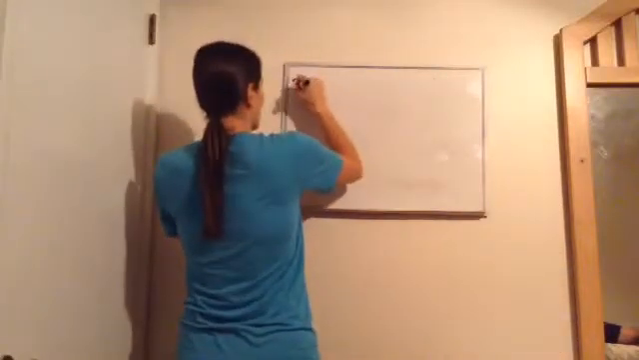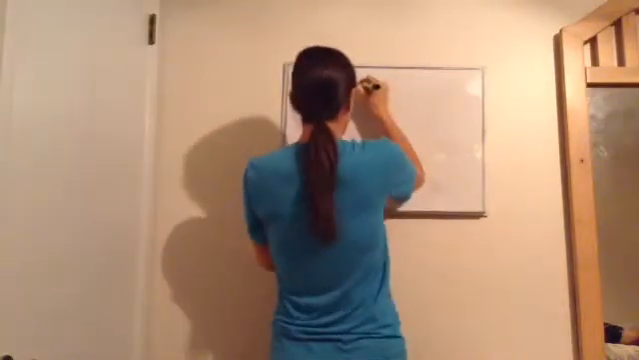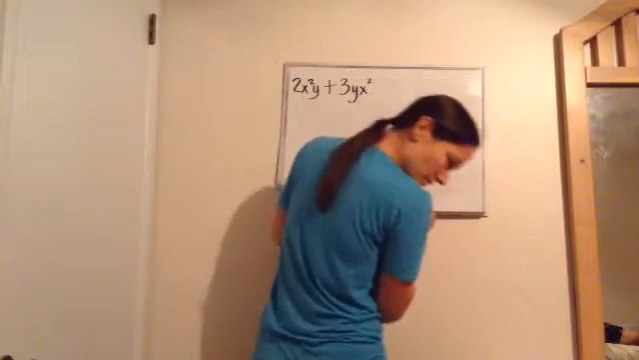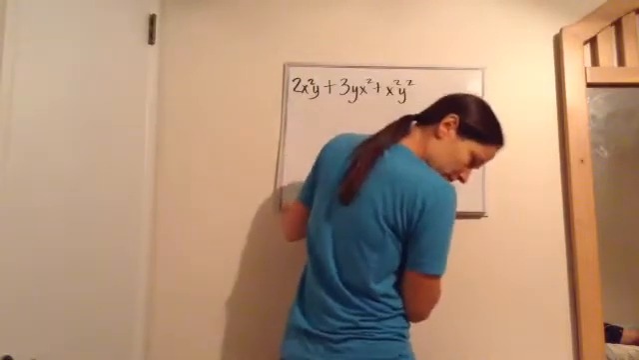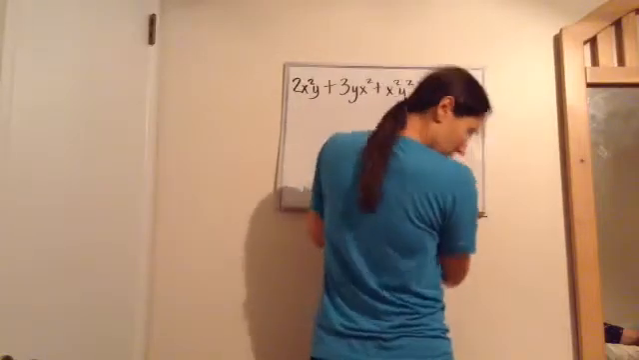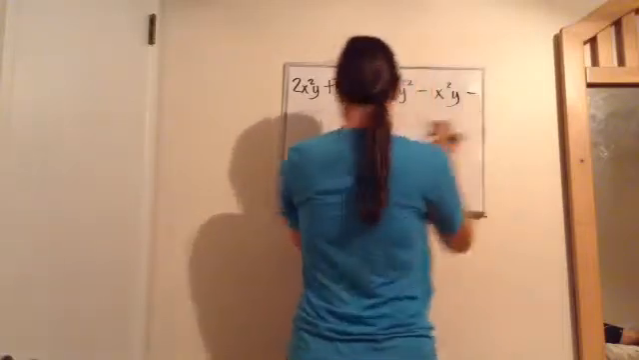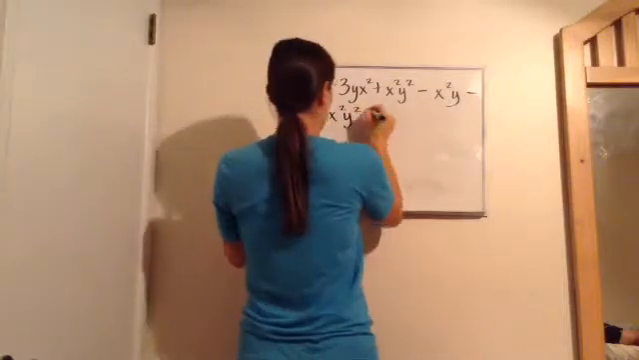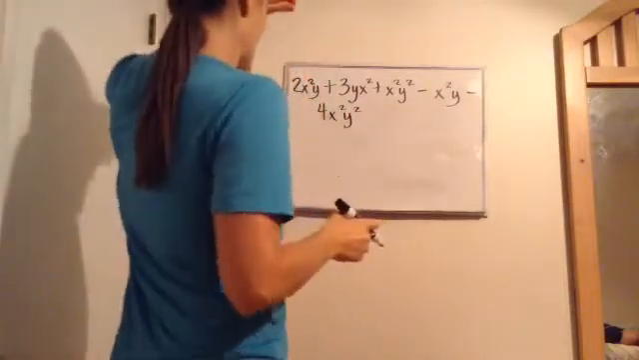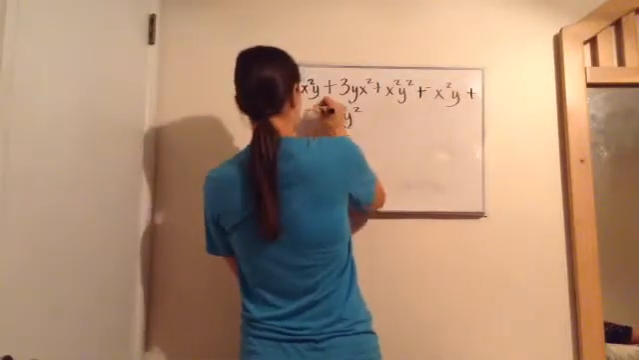Here we go. 2x squared y plus 3y x squared plus x squared y squared minus x squared y minus 4x squared y squared. Okay. I'm going to go in and put plus negatives, plus negative, plus negative.